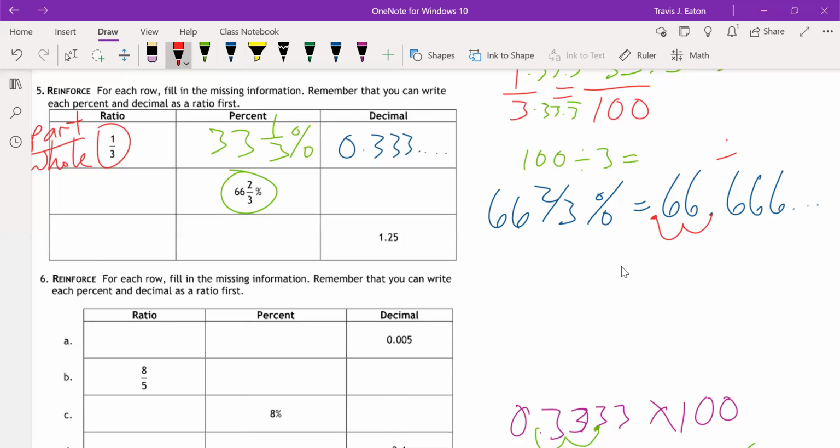So I've got to go backwards 2 spaces. That's what happens when you divide by 100. You move that decimal 2 places to the left. So that would become 0.666, and so on, or 0.6 repeating, to make that a decimal. Because you have to remember that another way to write 66 2/3% would be 66.6 repeating percent.